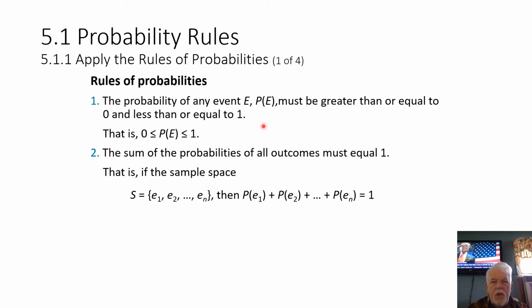So probability is a function. Just like f of x, this is P of E, but instead of putting a number in here like x, you put an event. So the probability of any event, P of E, must be greater than or equal to 0 and less than or equal to 1. And this is the inequality representing those facts. And if you add up the probability of all outcomes, it must be 1. That is, if the sample space is E1, E2, En, then the probability of each of these discrete events adds up to 1.